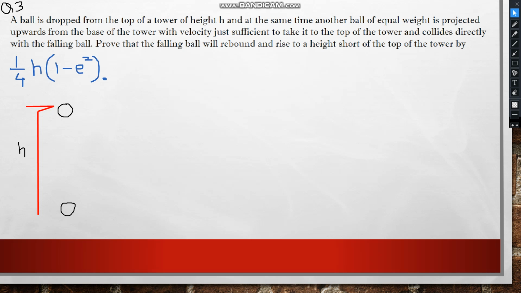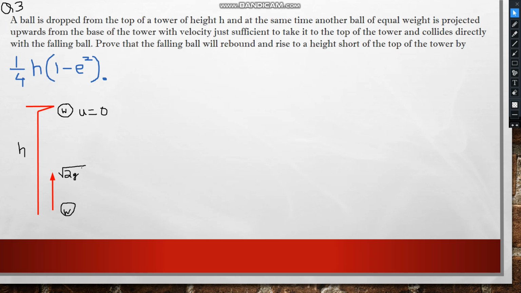It's told this is the top of the tower h. At the same time, another ball, both have equal weight. Let the weight be w for both. Now it's given that one is in free fall, which means u is equal to 0 here, and here it's given an upward velocity which is equal to root 2 gh.